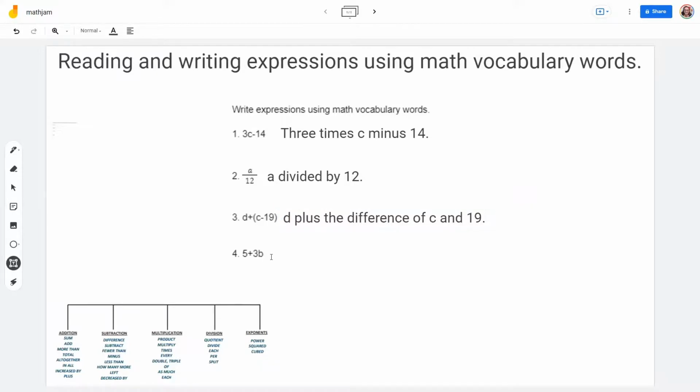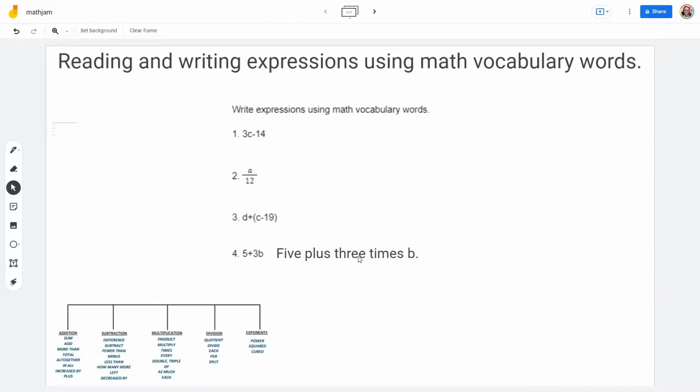All right, so let's take a look at number 4. Number 4 says 5 plus 3 times B. See, it's not that hard to do. We've just got to take a look at what our vocabulary words are and see which one's going to fit.